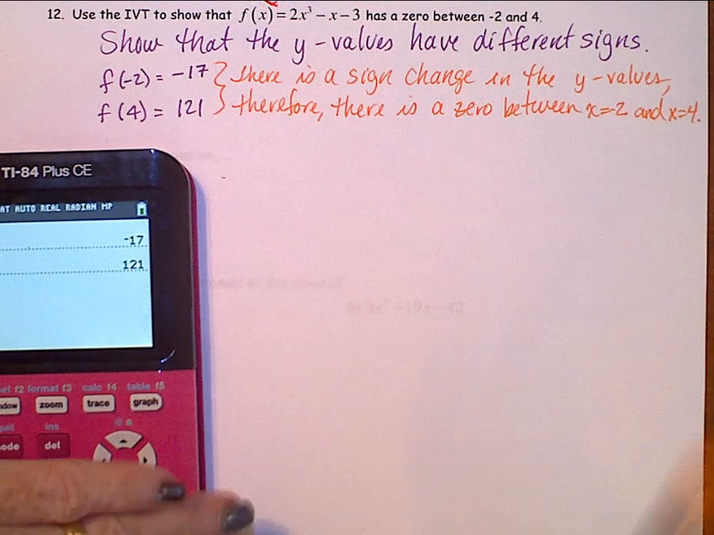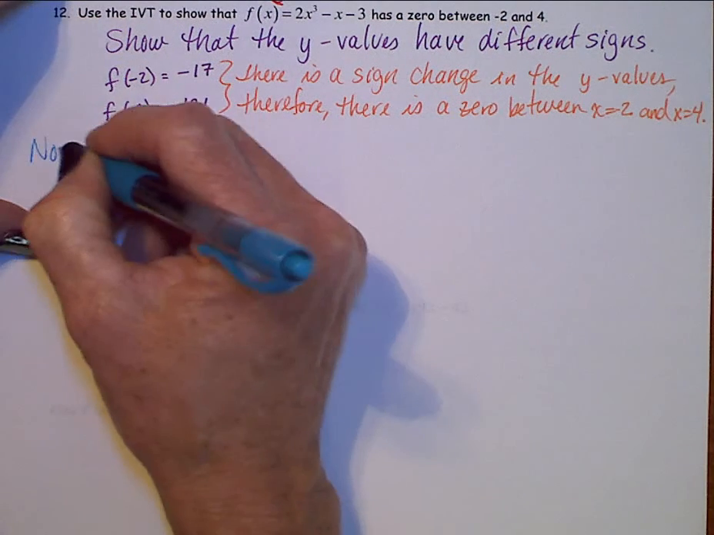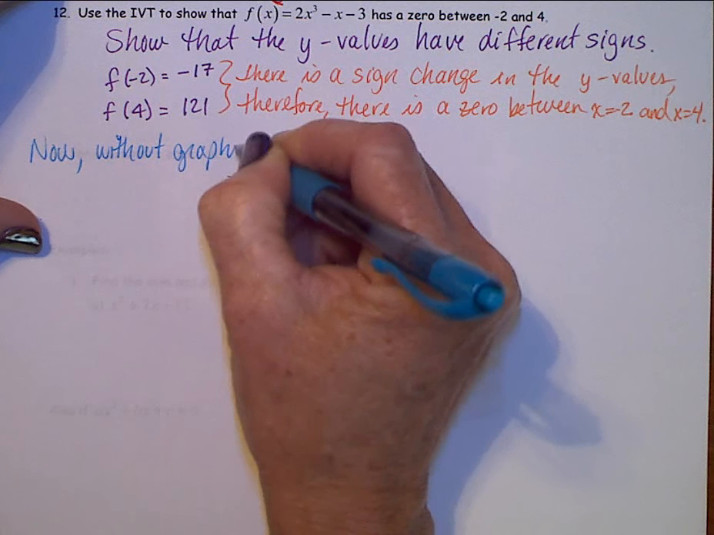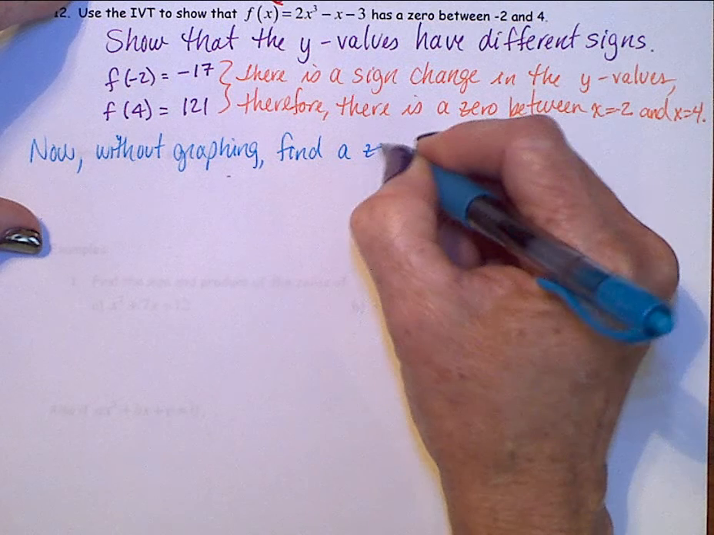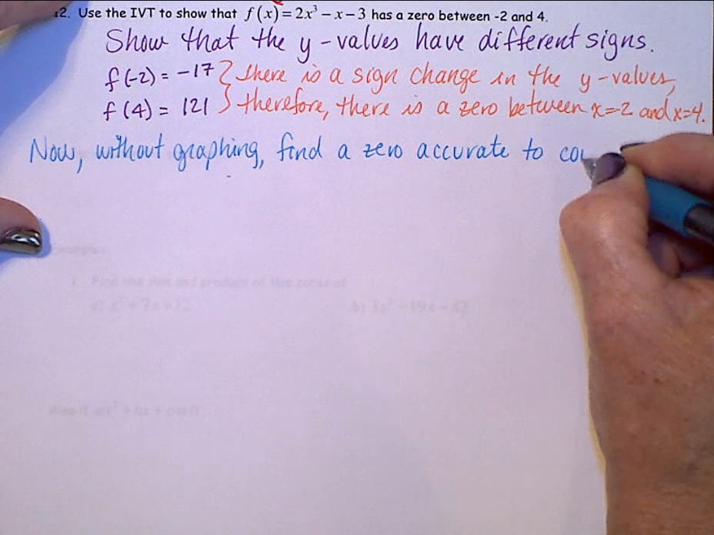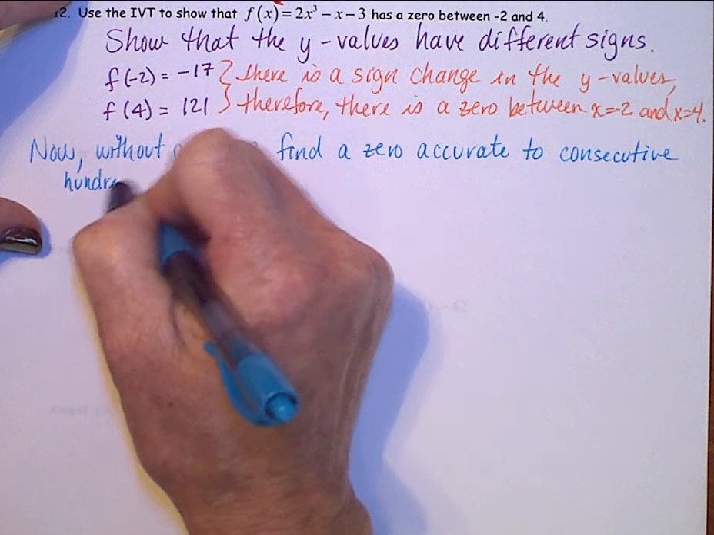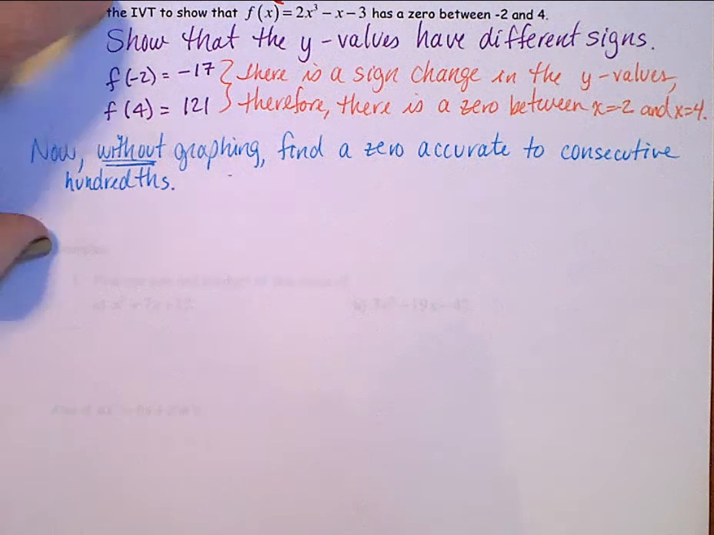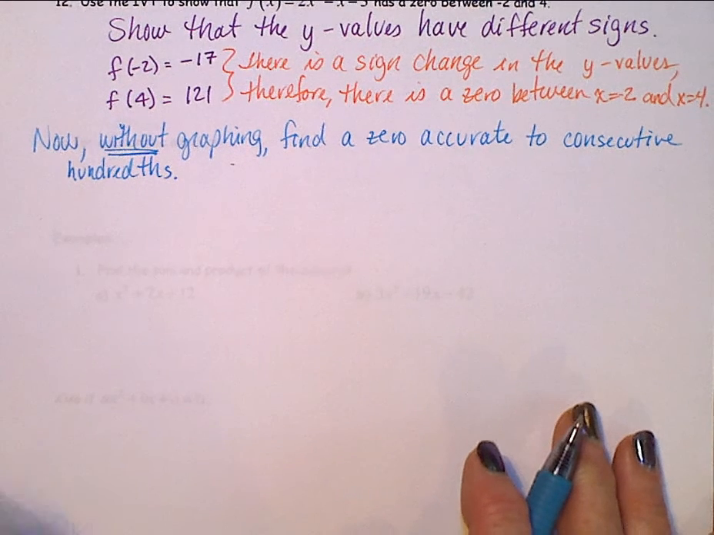All right, now without graphing, find a 0 accurate to consecutive hundredths. Without graphing. And I know you just want to hit graph on this one and do it that way, but I really want you to see this another way. It's just some more information about your calculator.